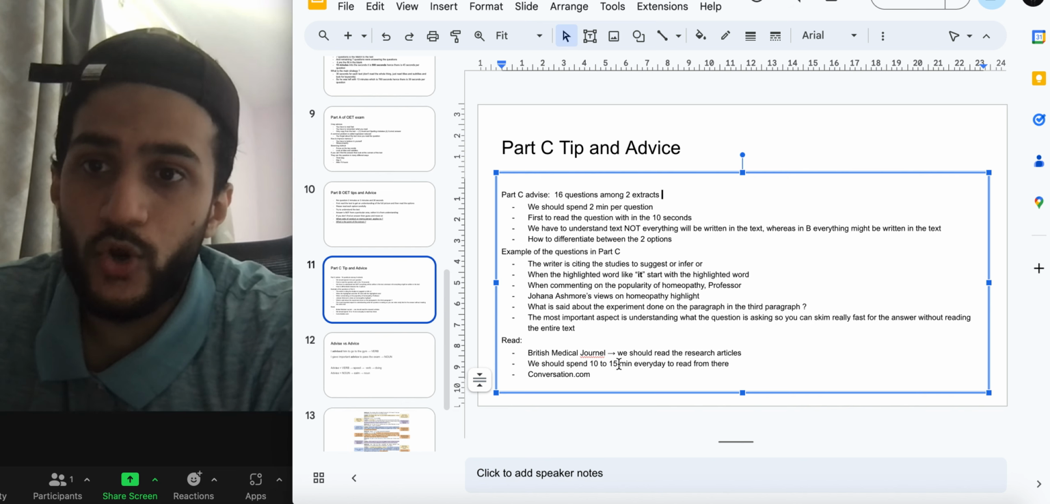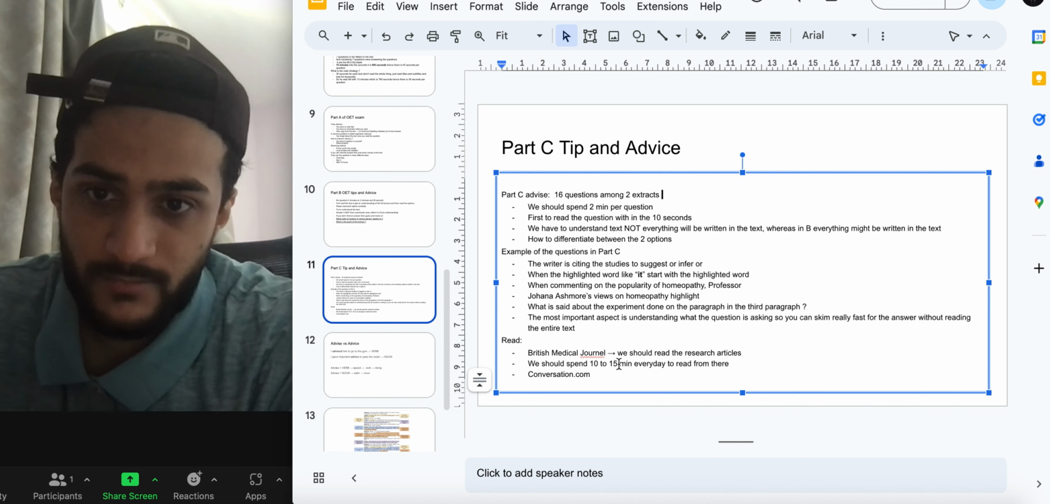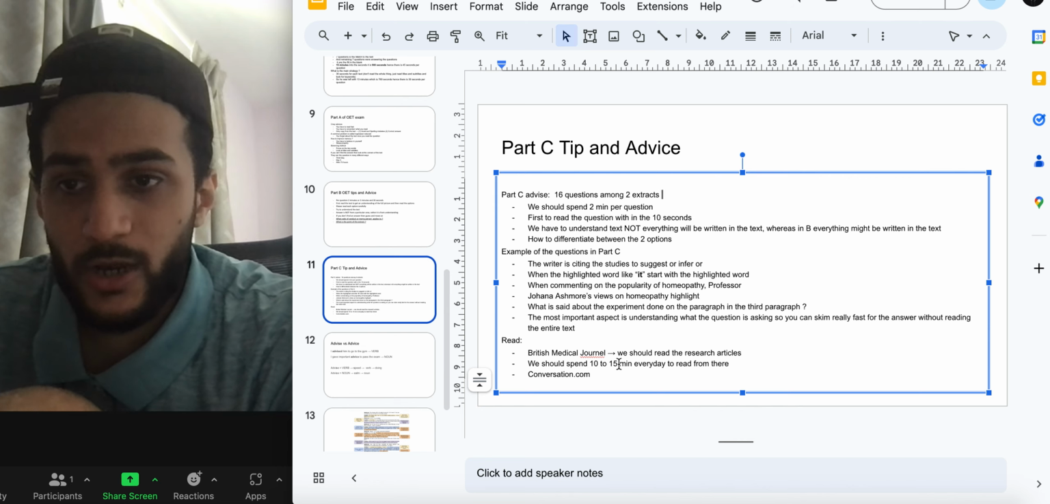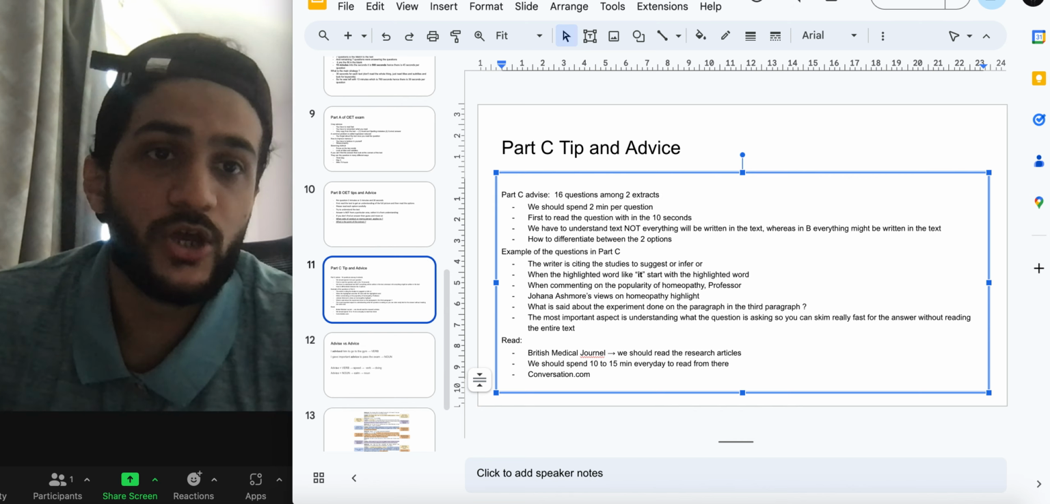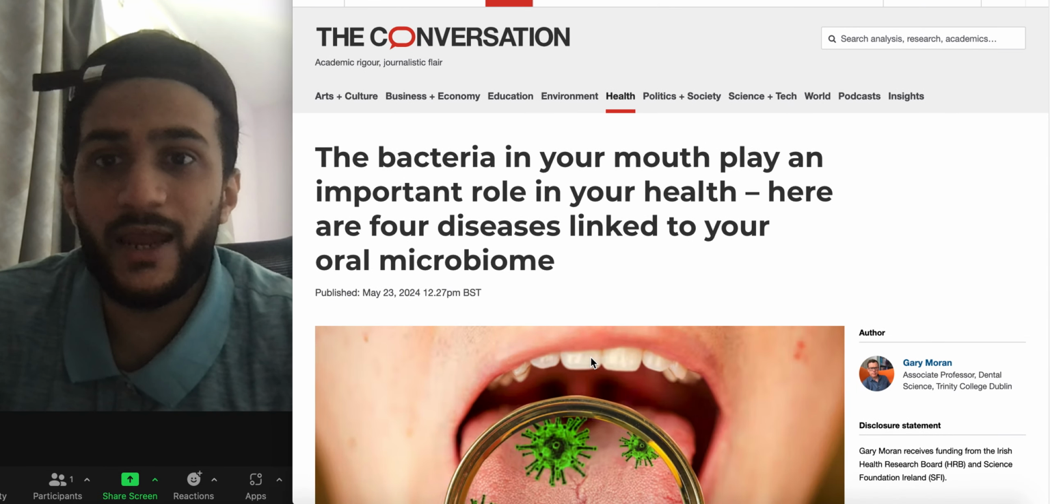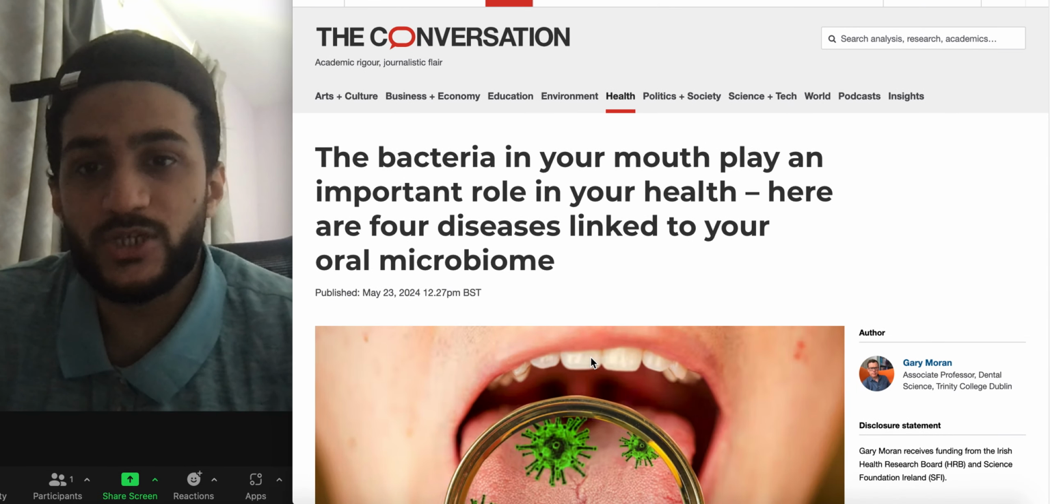And then you also want to read the British Medical Journal. I don't read the British Medical Journal. I personally use this website called The Conversation UK Health. It's a good website. It has everything mentioned over here. So for example, bacteria in your mouth, important role, a link from the oral microbiome. So this is going to be a nice article in which they're speaking about this.